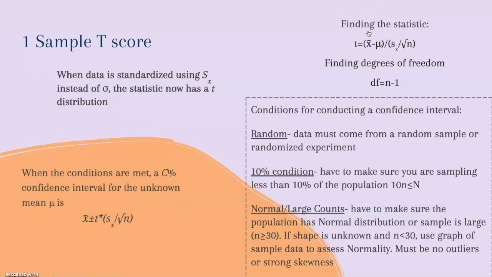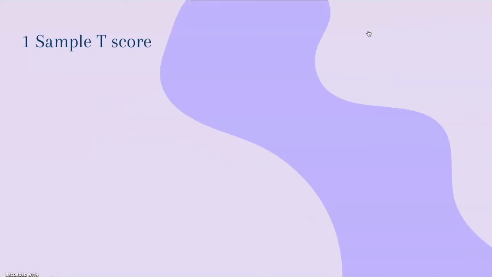And then here's going to be your basic equation for a t-interval. So when the conditions are met, a c% confidence interval for the unknown mean mu is x bar plus or minus the critical value, which is going to be a t-score in this case, times S sub x divided by the square root of n.